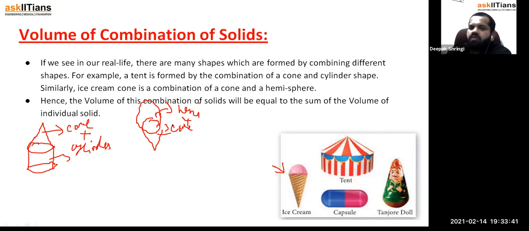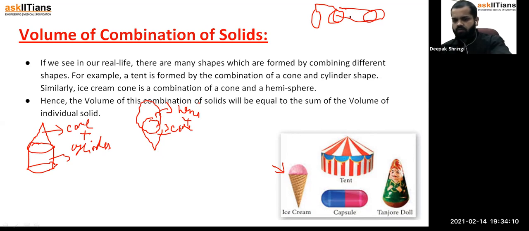Hence the volume of a combination of solids will be equal to the sum of the volumes of the individual solids. It is quite clear by observation. If a combination of solids is given and you need to find the total volume, then you have to add the individual solids. For example, a capsule is made by taking a right circular cylinder and two hemispherical ends.